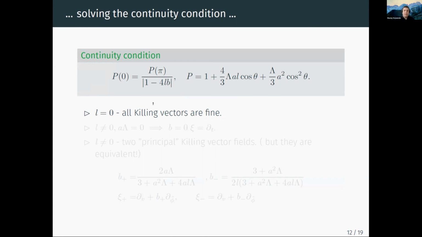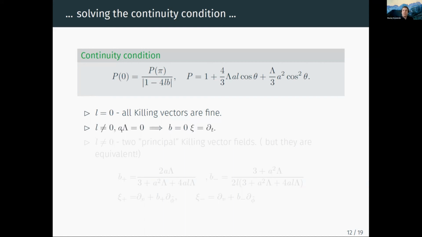Some features of it, some special cases. When R is equal to 0, so we have no NUT parameter, this condition is trivially solved because P reduces to 1, and in the denominator we also have 1. And this is probably the reason why, when dealing with black hole solutions, we usually don't encounter those problems, because all of the Killing vectors are fine and they generate non-singular geometry. And of course, precisely in those cases, we don't need to do any gluing.